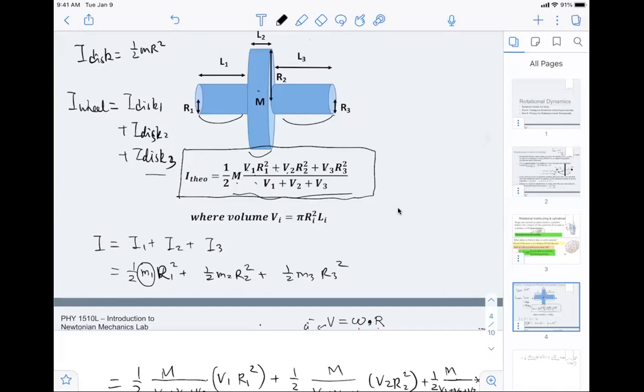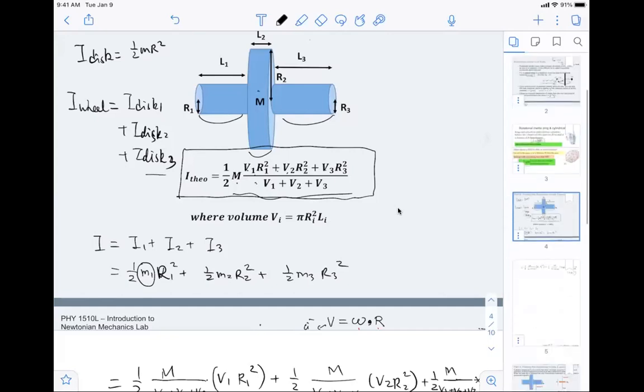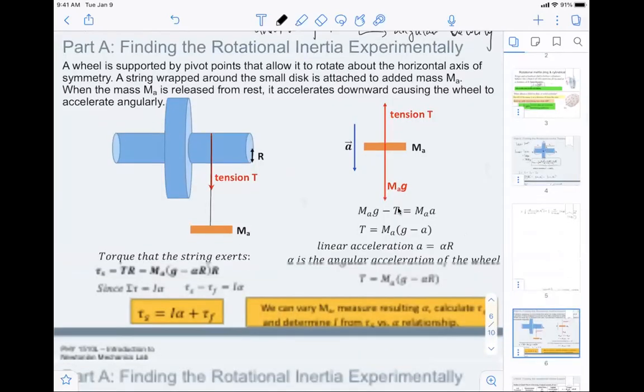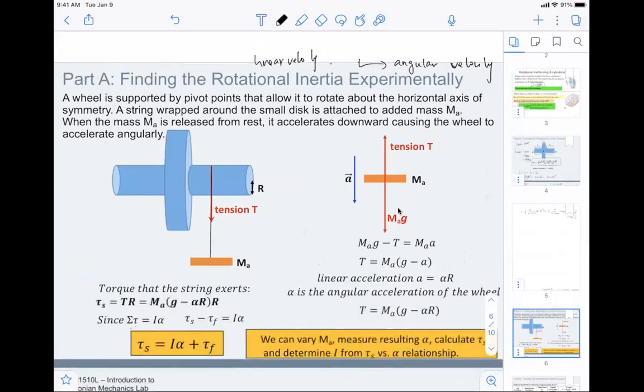You can calculate your rotational inertia theoretically. And now the second part, part A, is finding your rotational inertia experimentally. This one has a little bit more concept to it, and we haven't learned it yet, but that's okay. We will go over this together.